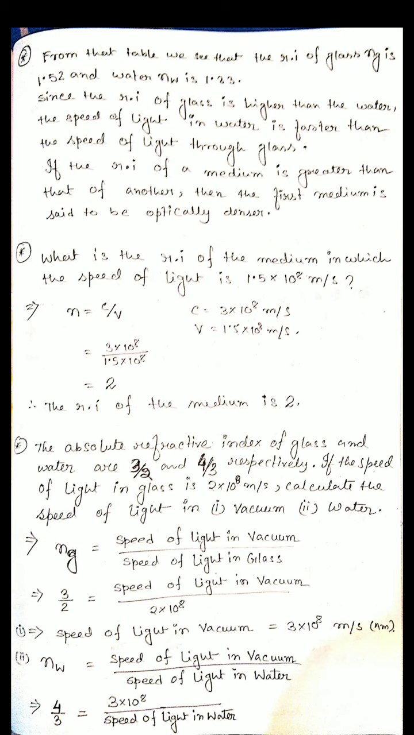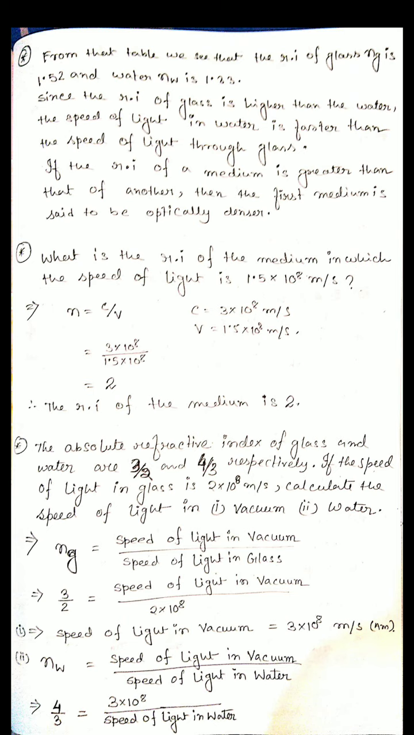Now one numerical is there. What is the refractive index of the medium in which the speed of light is this? That means V is given, because we know C. You have to remember the value of C. We find the refractive index, put the values, and we get the refractive index of the medium. So from here you see that the refractive index is a ratio, that's why it has no unit. It is a ratio between two velocities or two speeds of light for different media. That's why refractive index has no unit.